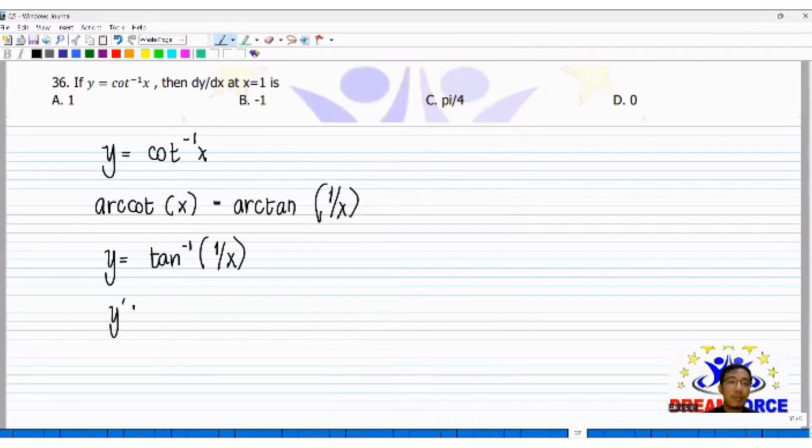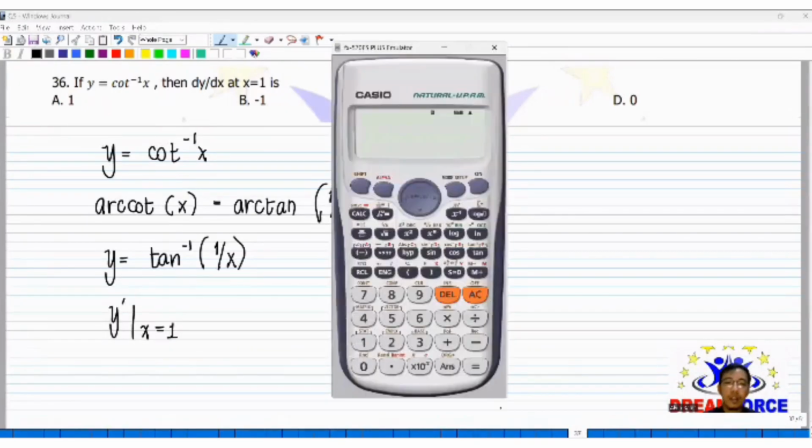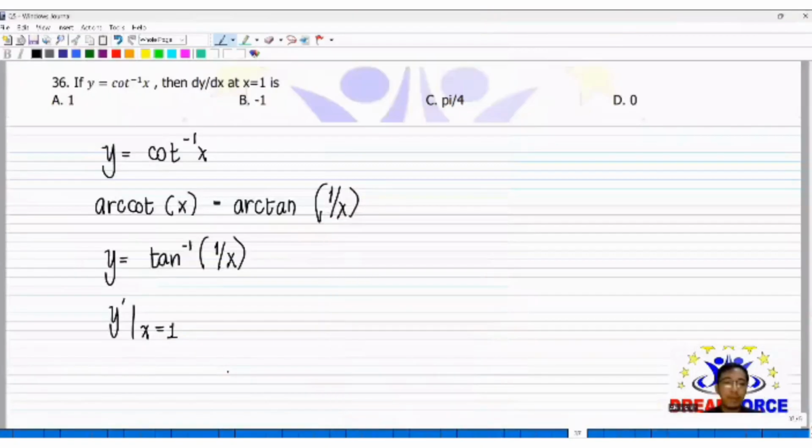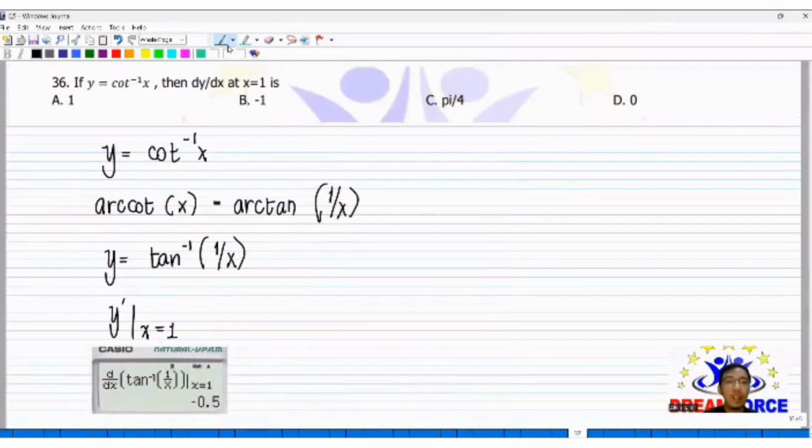Hanapin daw natin yung y prime at x is equal to 1. So, hanapin lang yung derivative ng inverse tangent ng 1 over x, x equals 1. Naka-radians ba? So, negative 1 half. The choices, walang negative 1 half. Okay, wala. Ano kaya gagawin natin? Check ko lang. Troubleshoot pala to. So, this problem is a past board exam problem. Troubleshoot po itong number 36. Anong troubleshoot? Ito po dapat yung problem.